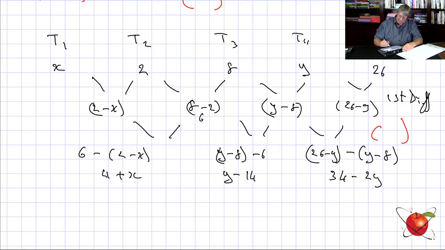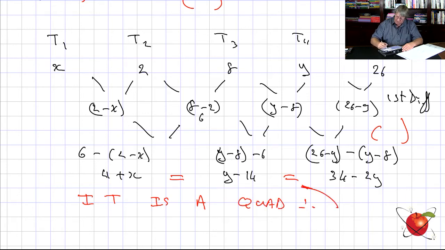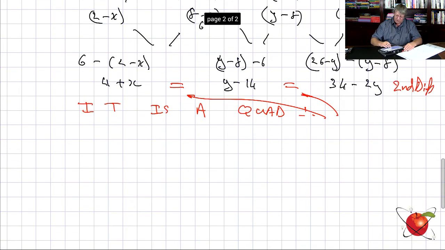I know it's not going to be the same. I get to the next level. What can I say now? It is a quadratic. They told us. Therefore, I can say the second level, the second differences, must all be equal to each other, right? If we now solve that lot, it's not too difficult to solve.